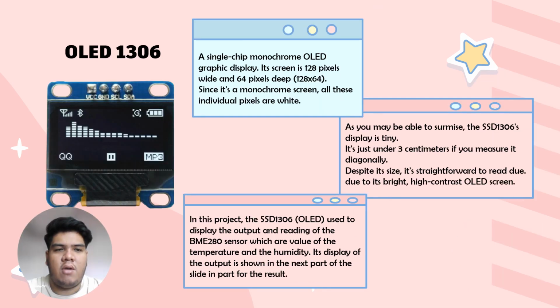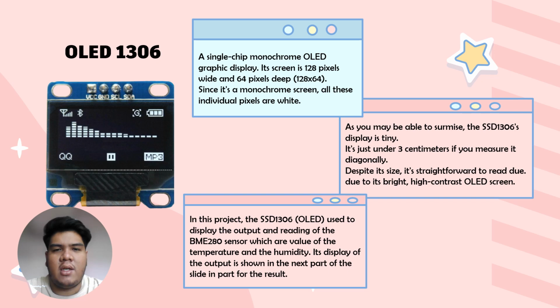Okay, so now is the OLED 130C. This is our third main hardware. We use the OLED for the output of our project. On the screen, it will show the temperature in degrees Celsius and also Fahrenheit, and if the rain detector senses rain, it will display rain detect or no rain.